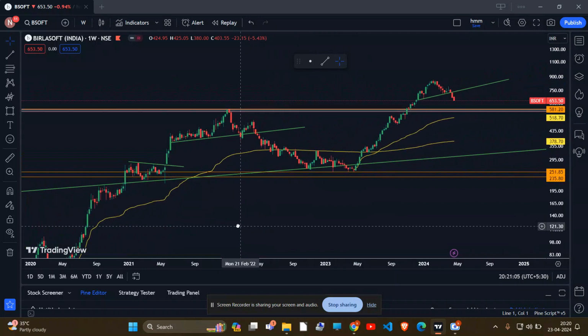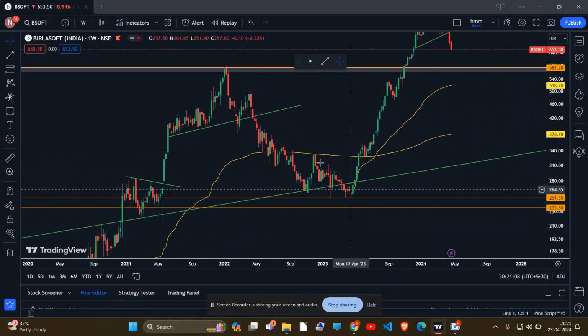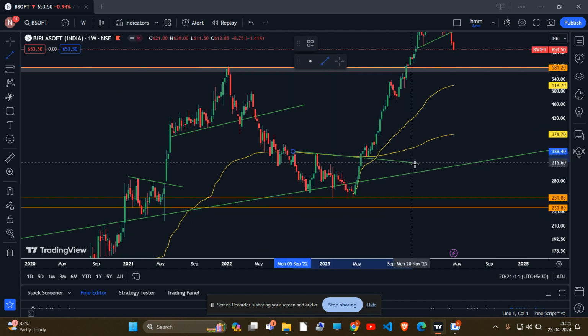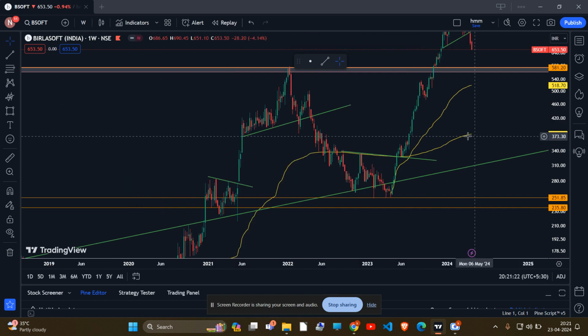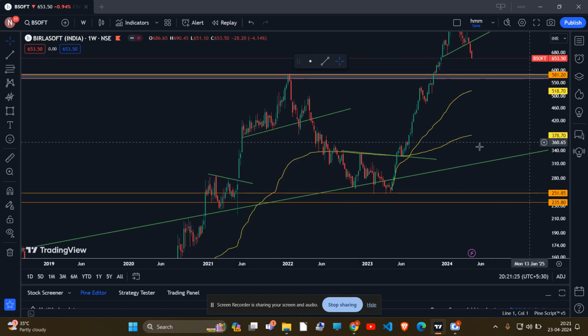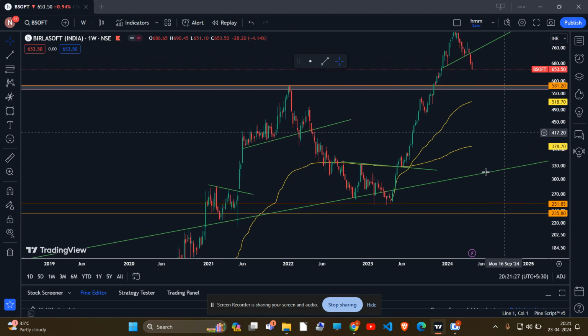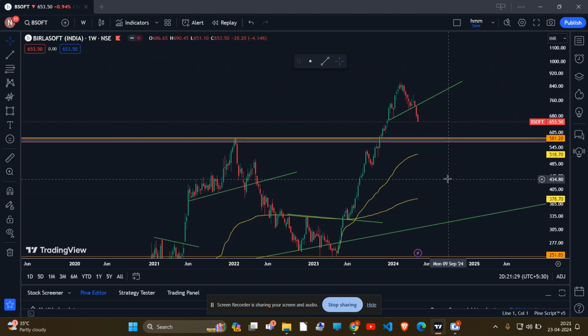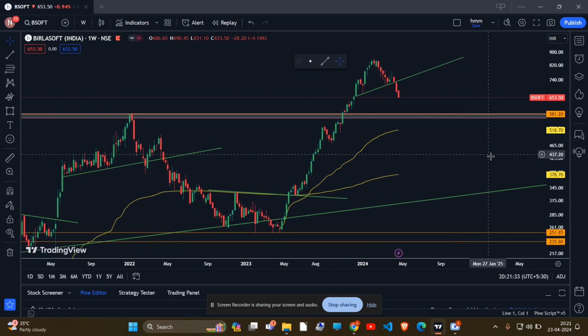And then there's a triple bottom pattern in weekly time frame over here. You could say that it's a double bottom. Yeah, it's a double bottom pattern over here. This chart has been following technical analysis well. The chart patterns are a good way to analyze the stock.